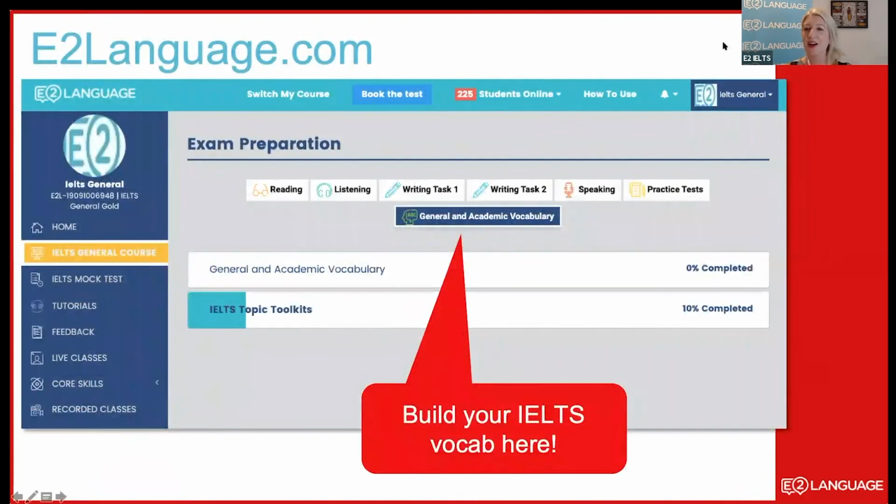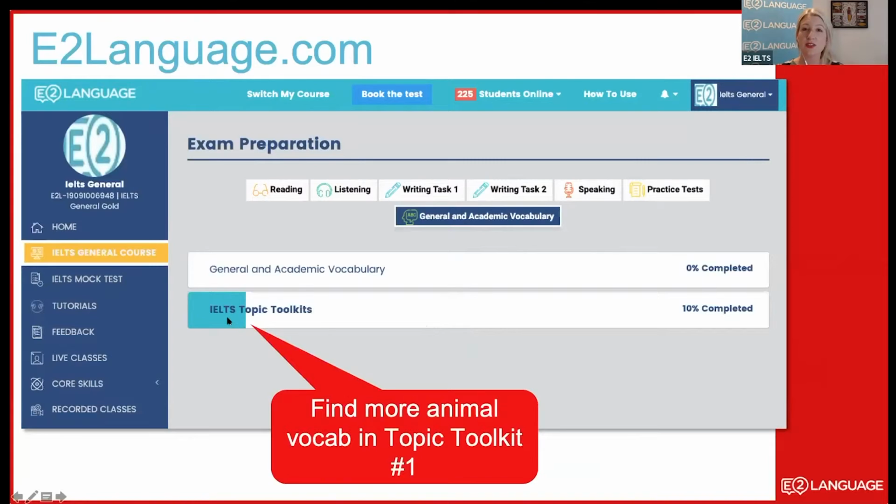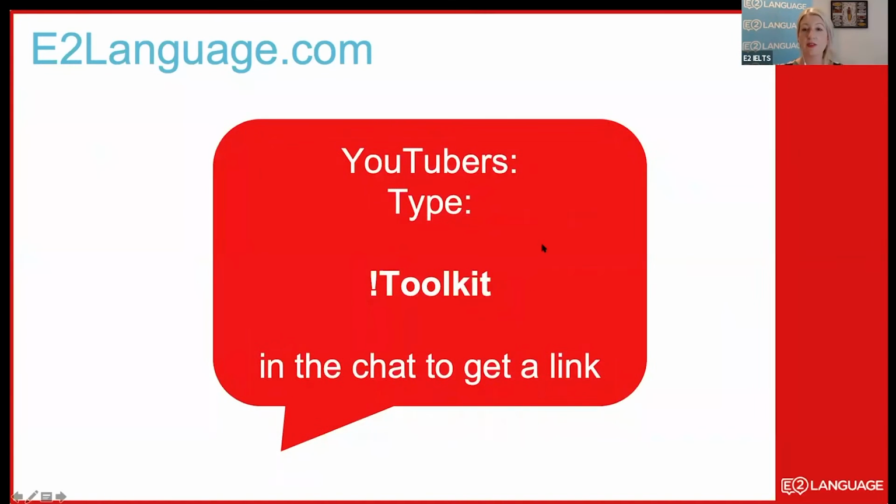Now, in terms of vocab, have a look in your course materials in the general and academic vocabulary section. We have these resources called IELTS topic toolkits. And topic toolkit 1 is all about animals. So in there, you guys here on Zoom, all of you have access to topic toolkit number 1. So go course, vocab, topic toolkit, and click on toolkit number 1. It will automatically download.